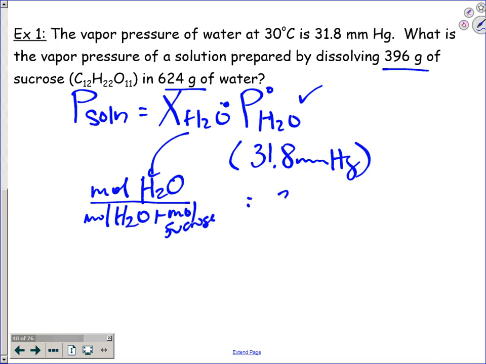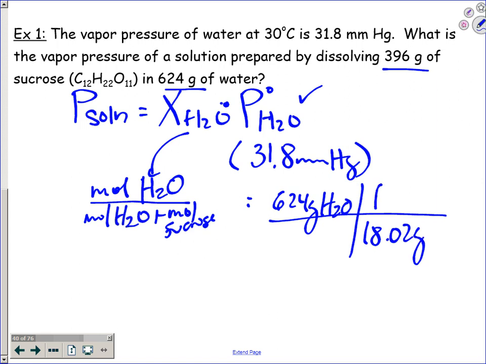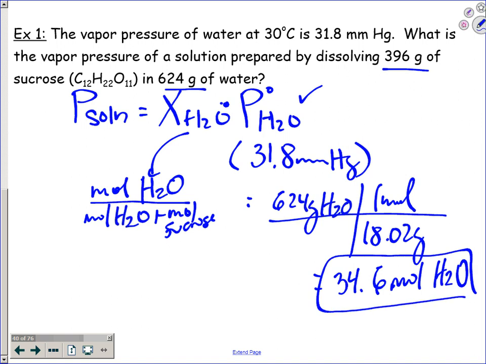So 624 grams of water, 18.02 grams per mole. What is this? 34.6 moles. Don't cut it too soon because you'll have rounding error. So 34.6 moles of water.